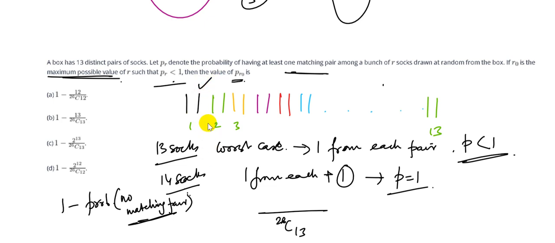So, 2C1, into 2C1 for the second pair, up to 13. So 2 to the power 13 by 26C13. This is the value of no matching pair. How can it be 13? I have to understand that I am not picking one at a time. I am picking one from each pair. So 2C1 into 2C1 into 2C1 up to 13 times.